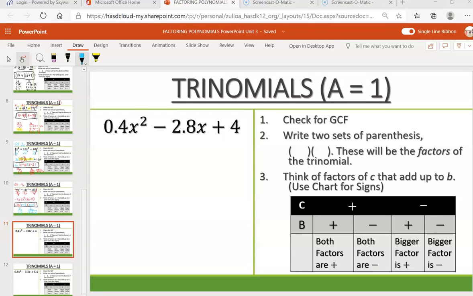Hi guys, this is the last video in the series of factoring polynomials. This last video is going to focus on factoring out greatest common factors before we factor the trinomial.